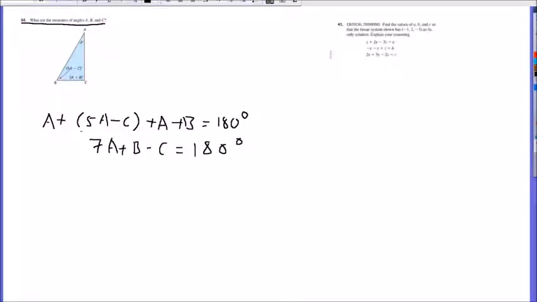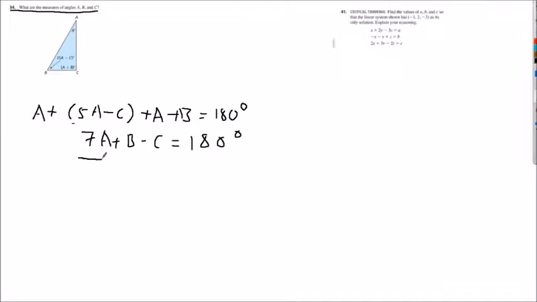And that's the only equation that we have: 7a plus b minus c equals 180. That's literally the only equation we have. There's no other way to make an equation that will yield a different result than 7a plus b minus c equals 180. If you say a plus 5a minus c equals 180 minus a plus b, that's the exact same thing as 7a plus b minus c equals 180.